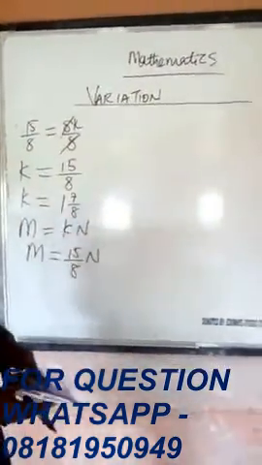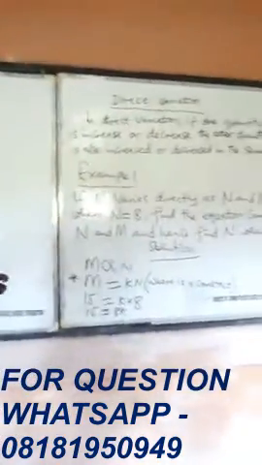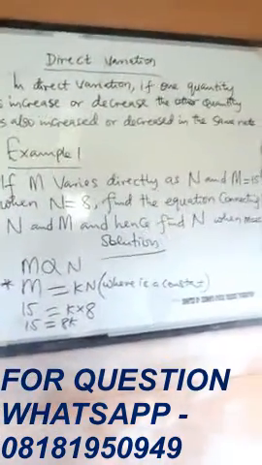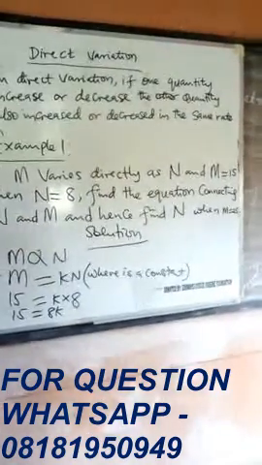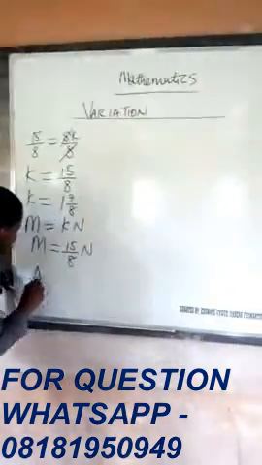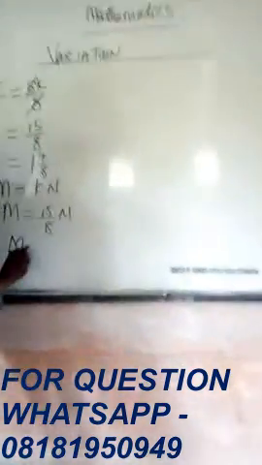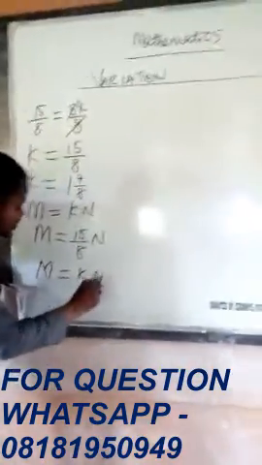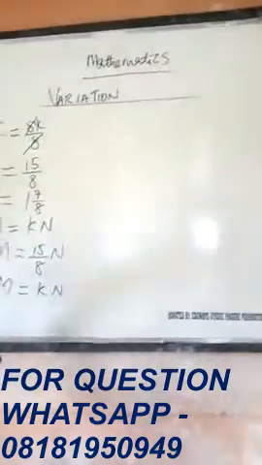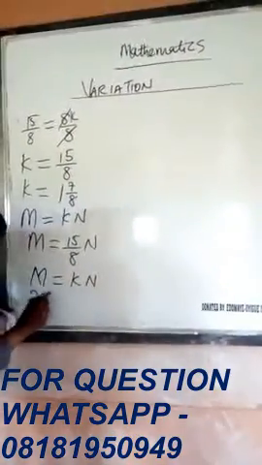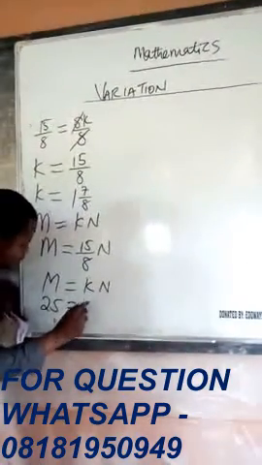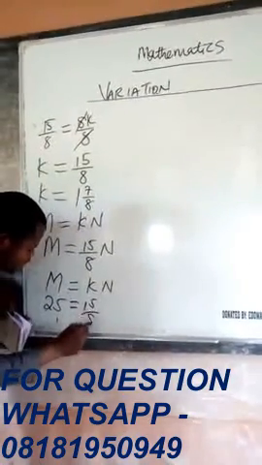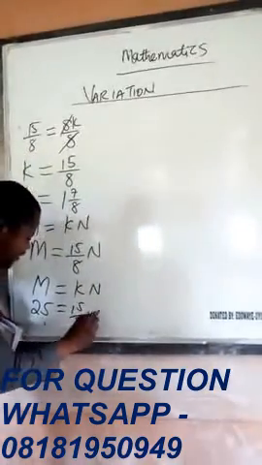Then the question goes further, say hence find n when m is 25. That is, you write your equation again, which is m equals kn. You say find n when m is 25. You write 25 here, since m is 25 now, equals k, which is 15 over 8, times n.